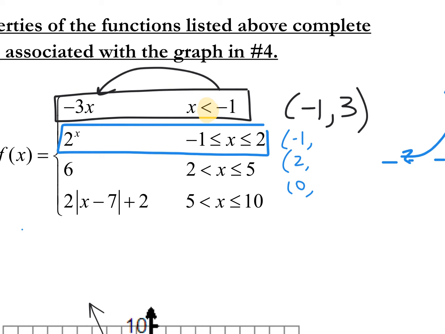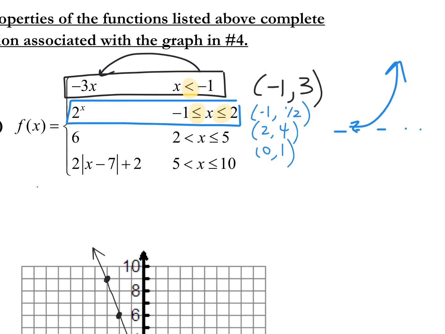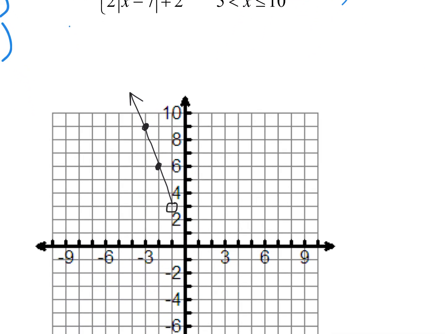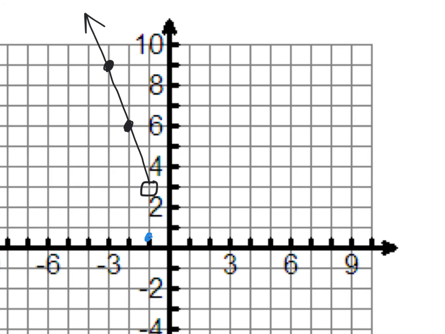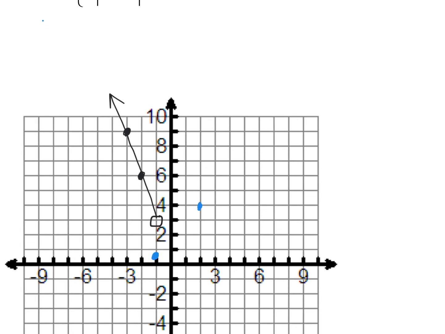So I'm going to plug in -1 to this equation, 2 to the -1, negative exponents, that means 1/2. When I plug in 2 to here, I get 4. When I plug in 0 to here, anything to the 0 exponent is 1. Okay, cool. I'm just going to graph those. Keep in mind both of these are going to be closed circles. So I'm going to have closed circles everywhere for this part. I'm going to do -1, 1/2. So where's that? Closed circle right there. 2, 4. That's right there.